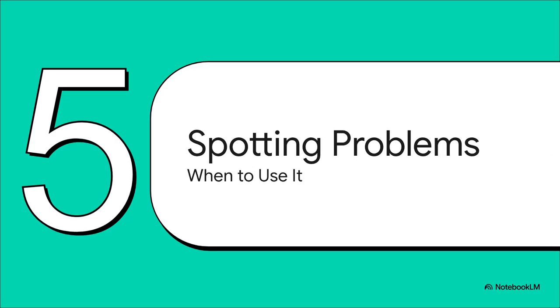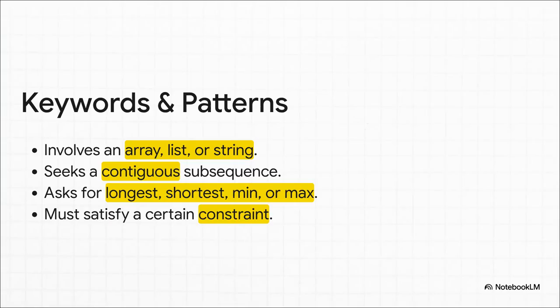Which brings us to probably the most important question of all. How do you know when to use this? What are the telltale signs of a sliding window problem when you see one out in the wild? Think of this as your cheat sheet. First, the problem is almost always going to involve something like a list, an array, or a string. It's going to ask for a contiguous subsequence. That means a piece that's unbroken. You really want to be on the lookout for keywords like longest, shortest, minimum, or maximum. And if you see a really specific constraint, like, say, find the longest substring with no more than k distinct characters, that is a giant flashing neon sign that you should be thinking about a sliding window.